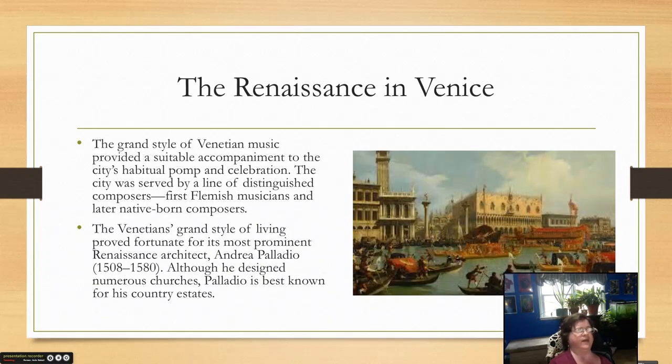All right, the Renaissance of Venice. The grand style of Venetian music is provided as suitable accompaniment to a city's habitual pomp and celebration. Remember, this was the largest port city, so lots of different styles, lots of different languages, lots of different innovations, and lots of money.